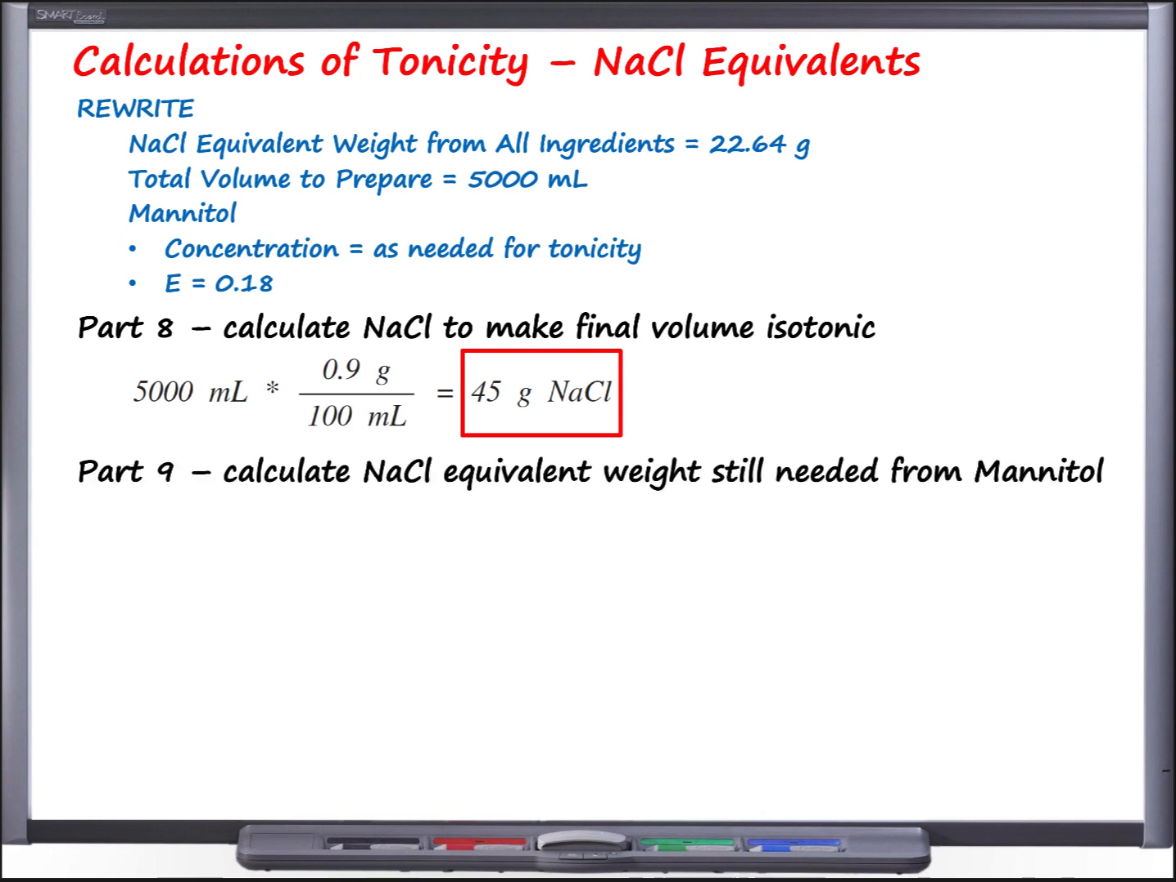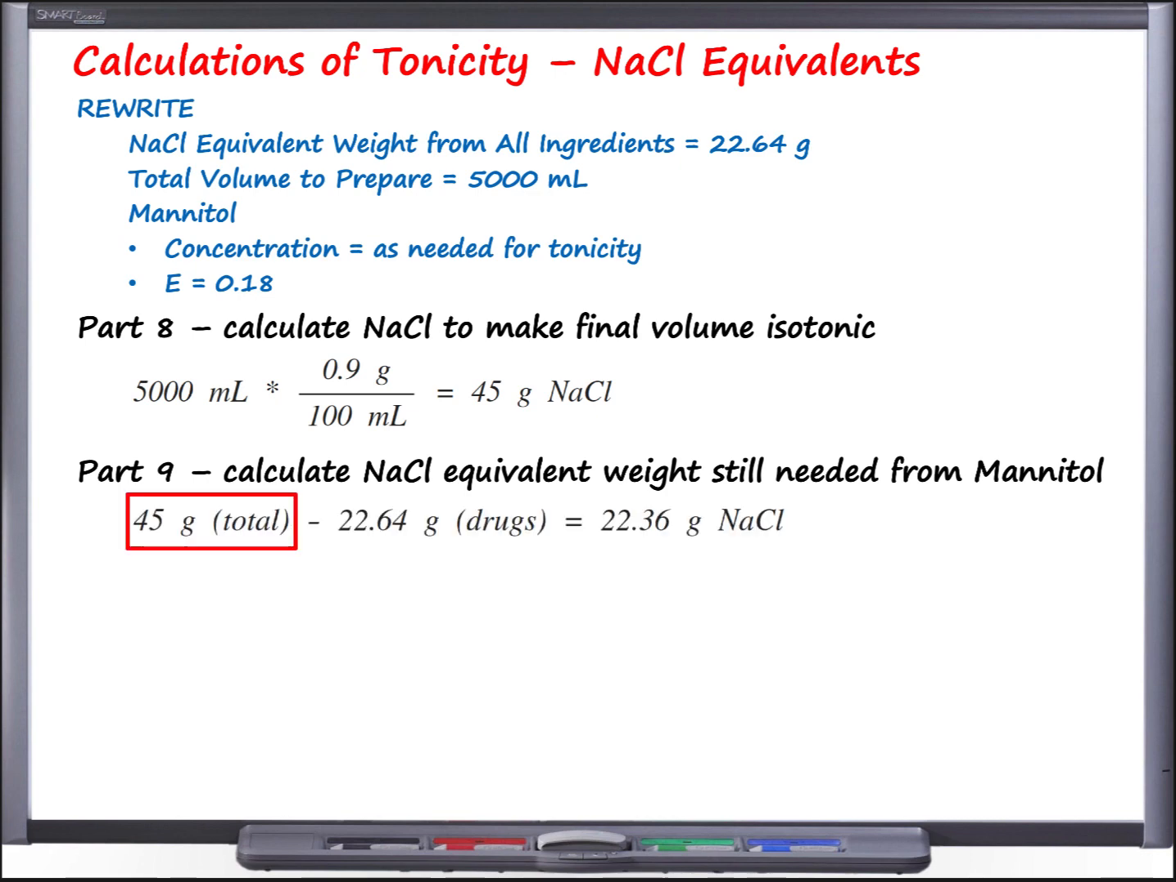So it should make sense that our next step is to take our target and subtract out the amount we're already getting so that we know what we're still going to need to get from our mannitol. All right. So we just said that we are going to need for 5,000 mils a total of 45 grams of sodium chloride. We subtract from that what we just calculated on the previous slide, 22.64 grams of sodium chloride, the equivalent amount that we're getting from all of our active drugs, which means what we still need to add is essentially 22.36 grams of sodium chloride to make our final 5,000 mils isotonic.